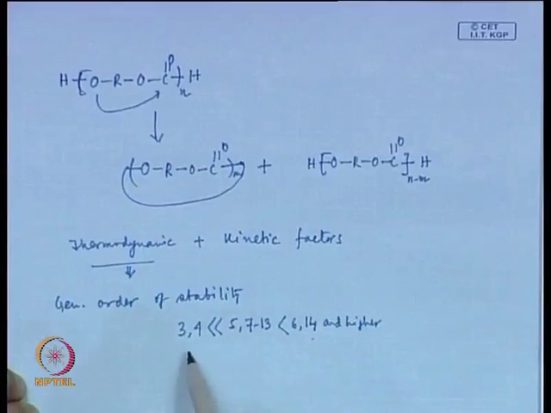Now, this trend is valid not only for rings having only carbon atoms in the ring, but is also valid for rings where you have heteroatoms, like for example ethers or esters or amides as well. This is true for almost every possible ring.